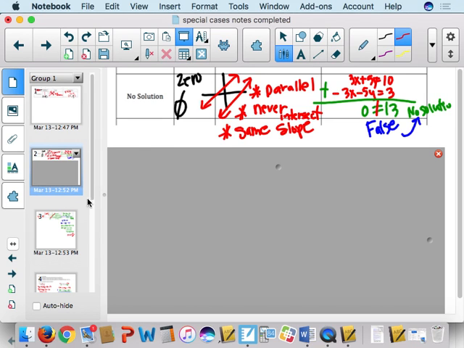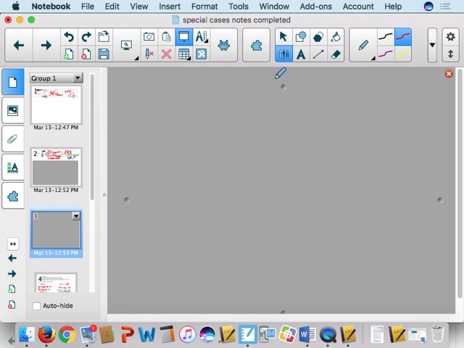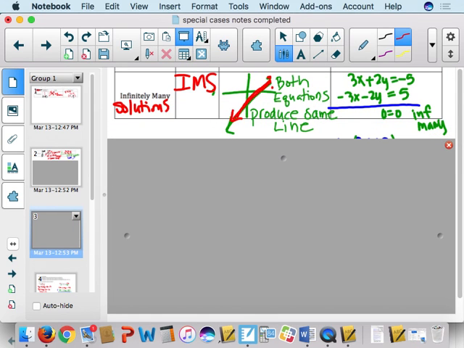All right, third row here. The third row is infinitely many solutions, and you can abbreviate that IMS. Add the word solutions there to the very first column. Infinitely many solutions, we can abbreviate it IMS.